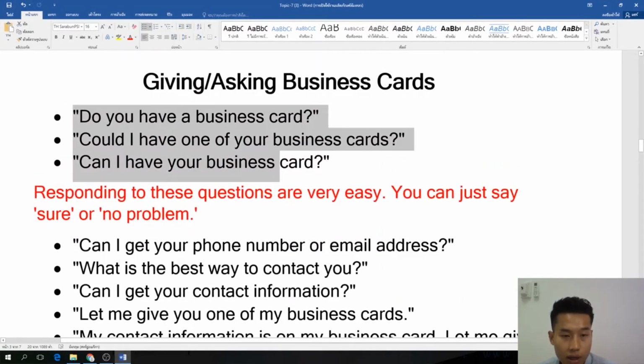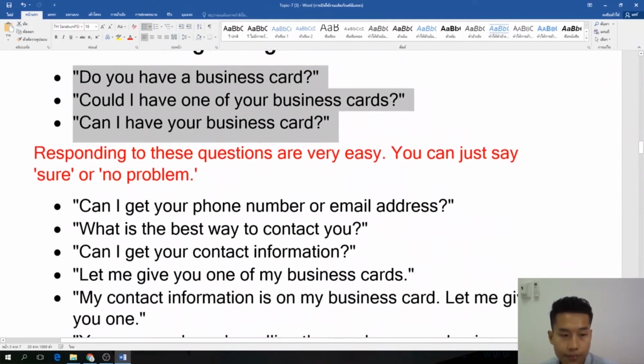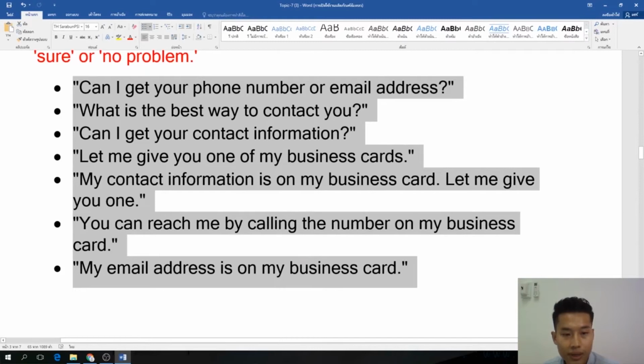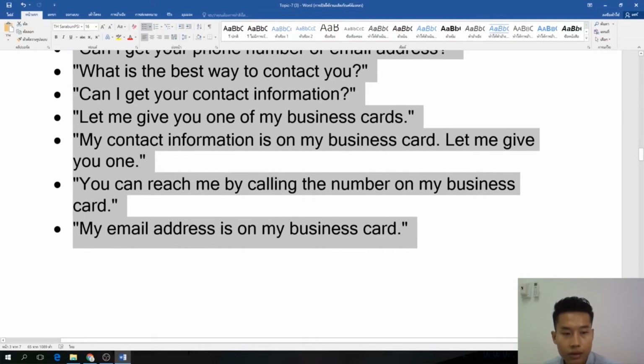And now I will try to do it one more time. Do you have a business card? Could I have one of your business cards? Can I have your business card? Can I get your phone number? Can I get your phone number or email address? What is the best way to contact you? Can I get your contact information? Let me give you one of my business cards. My contact information is on my business card. Let me give you one. You can reach me by calling the number on my business card. My email address is on my business card here.